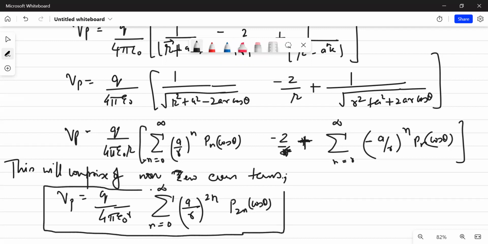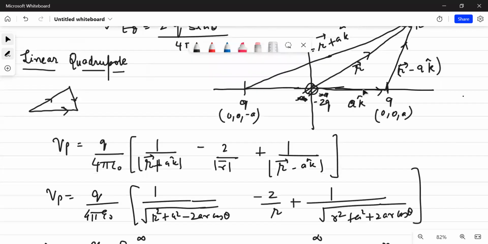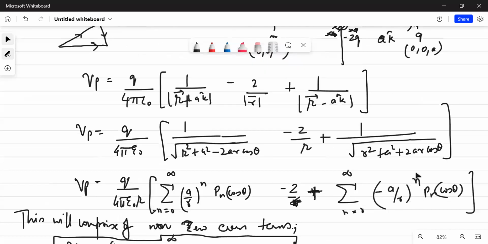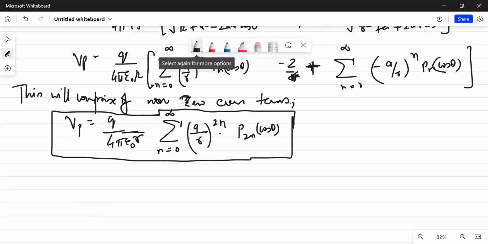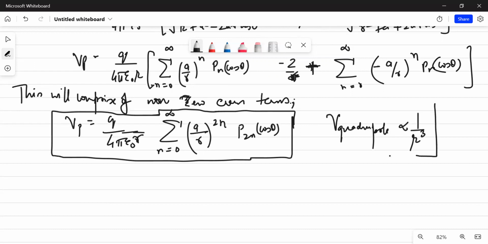इस तरीके से हम express कर सकते हैं our quadrupole potential due to a quadrupole at a relative distance r, which is very greater than the distance between the two, like what you can say charges, or you can say here the dipoles, because a represents the distance between the concerning dipoles. Is that clear? So what you should understand from here is again the leading term. So in the case of quadrupole, the leading term is proportional to 1 over r cube. The first thing that needs to be seen is this. Is that clear?